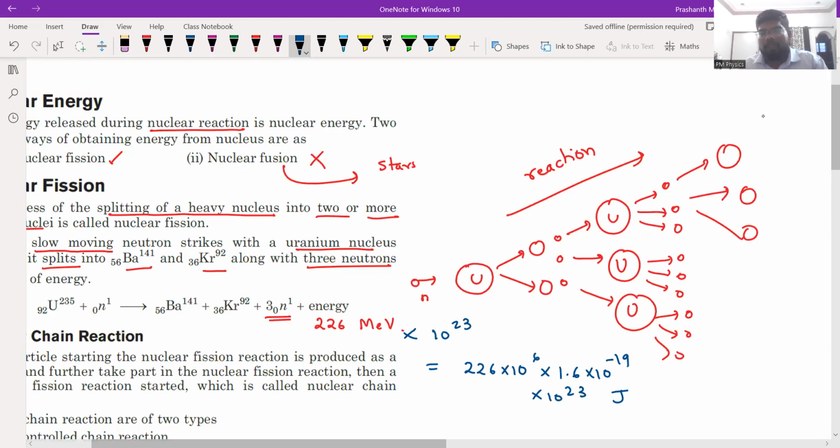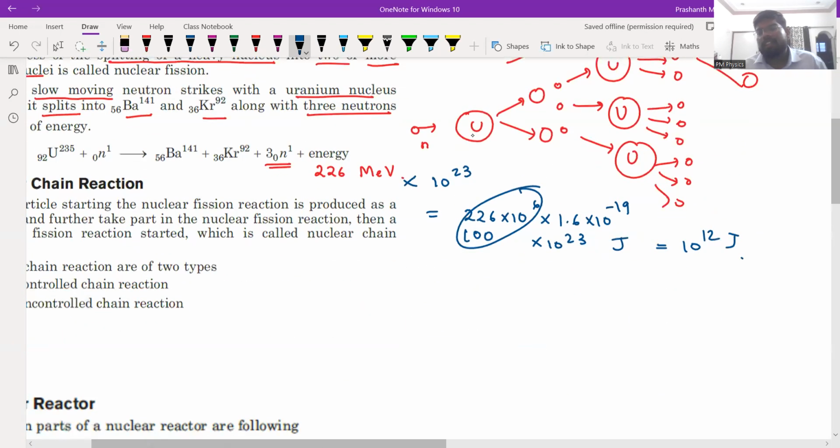If you look at the powers, taking this as 100 only, 10 power minus 11 becomes approximately 10 power 12 joules. 10 power 12 joules, and that too per second. If this much is undergoing disintegration per second, how many zeros are there? 12 zeros, if you put it.